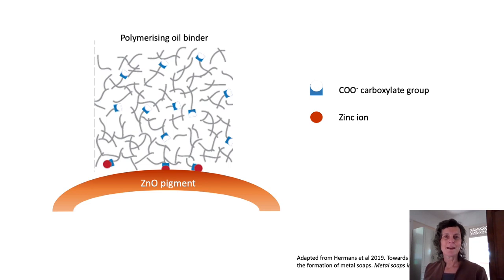In this graphic, the carbon chains comprising the fatty acid triglycerides in the oil medium are represented by grey lines. As oxidative polymerisation of the oil progresses, carboxylate groups form. These negatively charged carboxylate groups then react with metal ions present in the paint from pigments or dryers. Zinc ions from zinc white or zinc oxide are particularly reactive in this way, and the newly formed carboxylate groups progressively coordinate with zinc ions at the pigment surface.